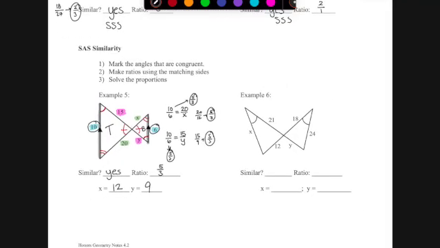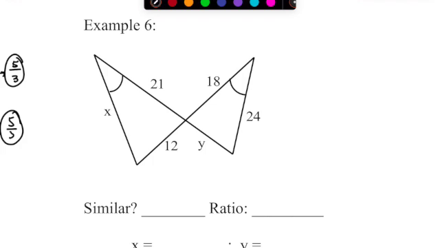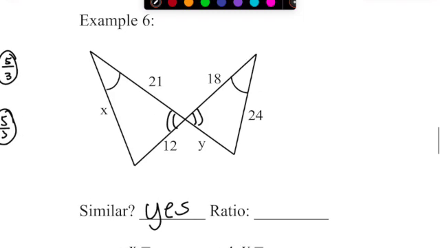Okay. And then I have example 6. You can see where your angles are congruent. I also have these vertical angles. So I know that these are similar by angle, angle. So I can use the fact that I know that they're similar by angle, angle to set up my proportions.